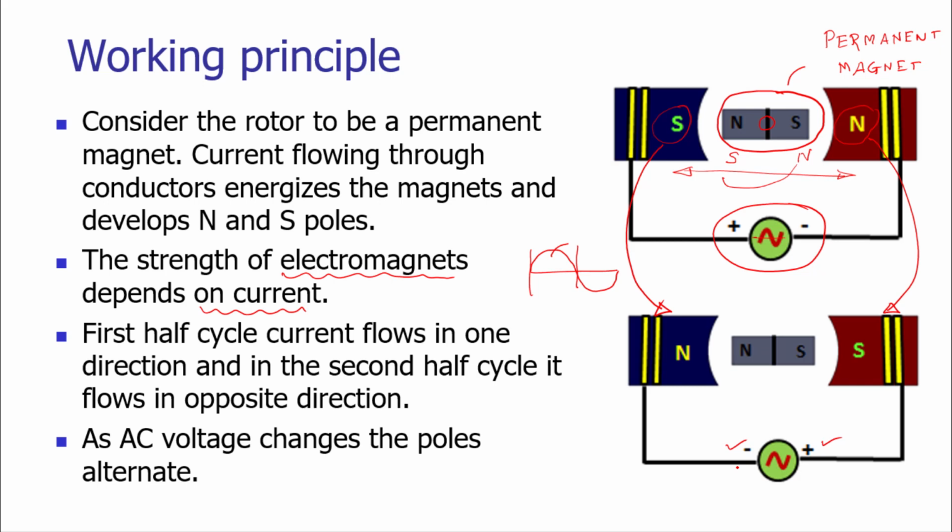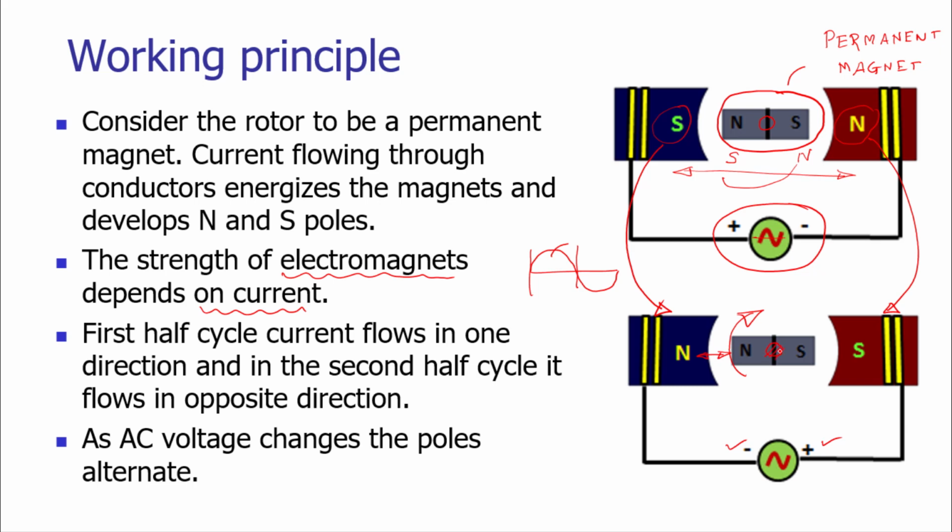Due to the reversal in polarity, due to the reverse in the direction of flow of the current, there would be repulsion of the north pole of the rotor magnet with the north pole of the electromagnet, and repulsion of the south pole of the rotor magnet with the south pole of the electromagnet. Due to this, there would again be repulsion and the rotor will rotate about its own axis.